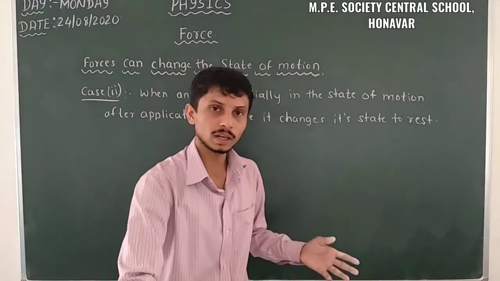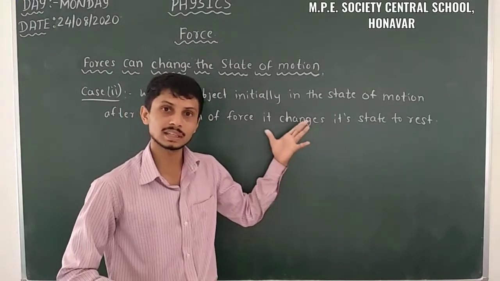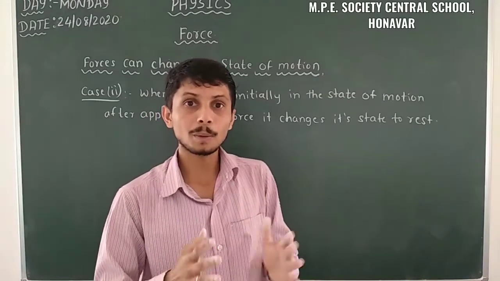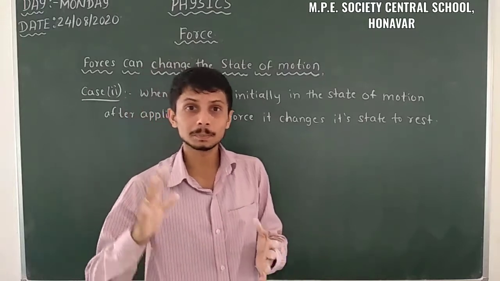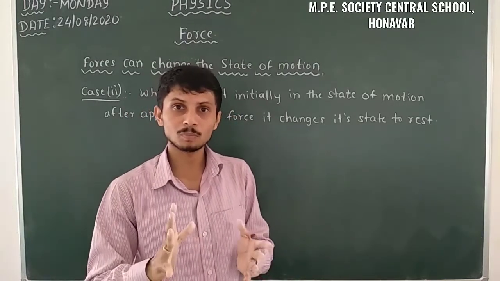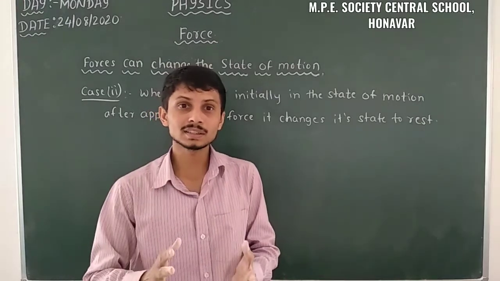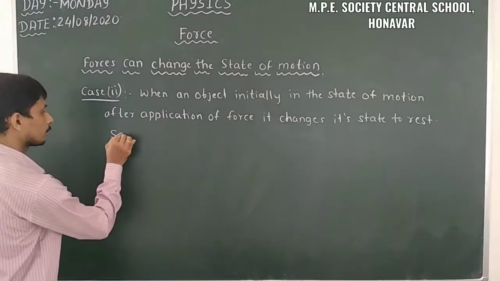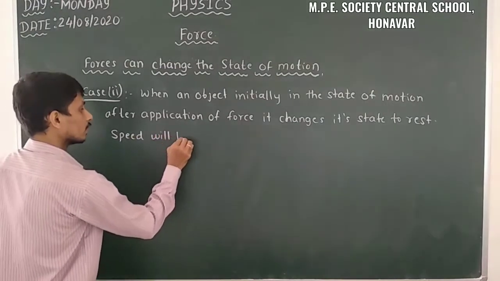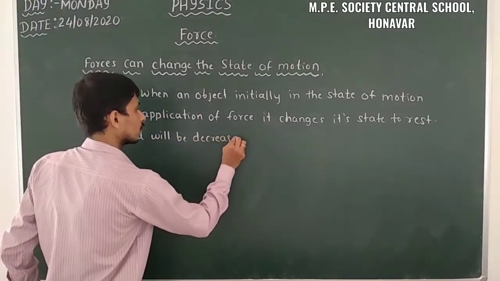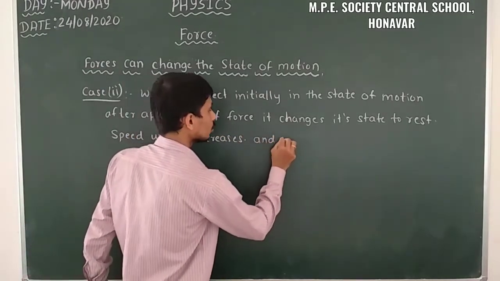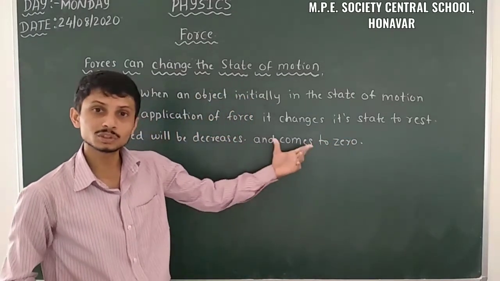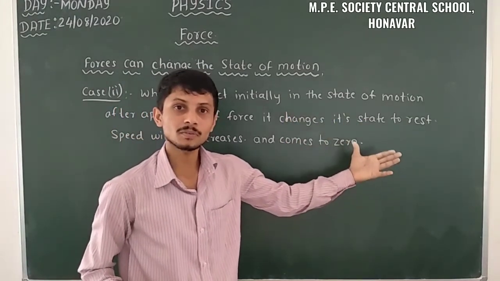When we are applying the force in this direction, the speed will be reduced, the speed will decrease, up to zero. When we keep on continuously applying force in the direction opposite to the motion, the speed decreases, and after some amount of time it comes to zero. When it comes to zero, it means it is in a state of rest.